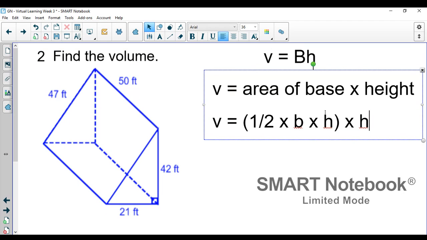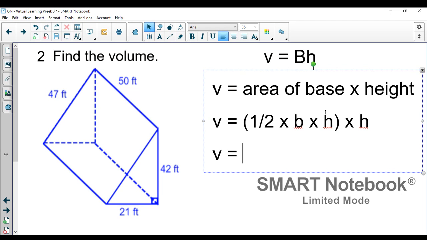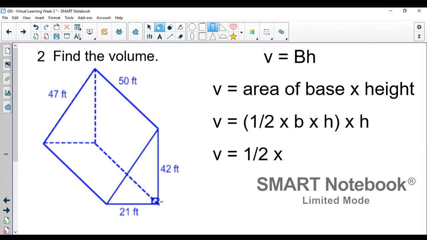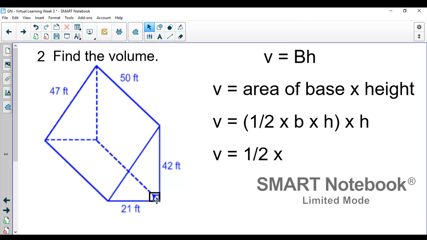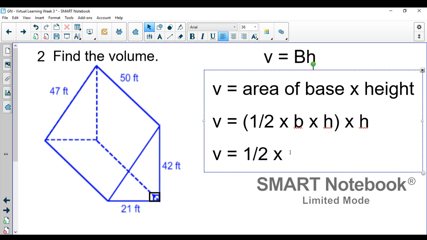Remember, when you go to do the area of a triangle, 1/2 times the base times the height, you need to find the right angle. Right here is our right angle. I'll even put a little circle around it so that you can follow along with me. Actually, I'm going to make it a little square. I'll make it a little darker with a different color, black. Right here is a right triangle. The two numbers touching the right angle are our base and height of the triangle. So it's 1/2 times the base, 21, times the height, 42, of the triangle.